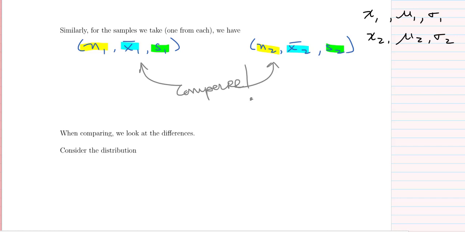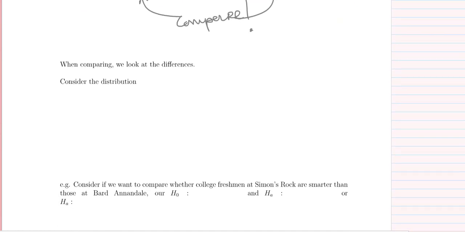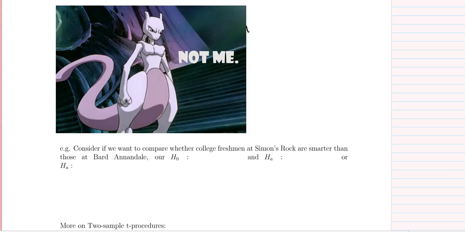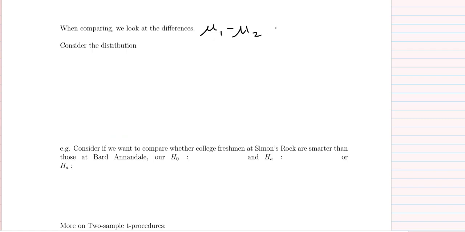All right, and so when we're comparing statistics, we look at the difference between the two. So we'll be looking at the differences mu1 minus mu2, but since we don't have the mu's, we're inferring onto this difference based off of the difference of x bar 1 minus x bar 2. So let's think about what this distribution looks like now.